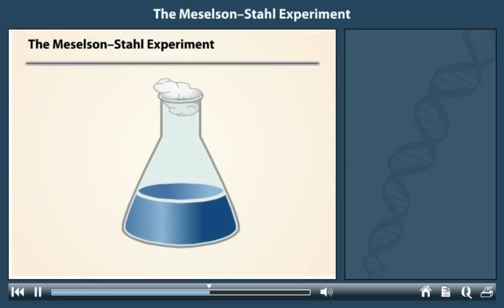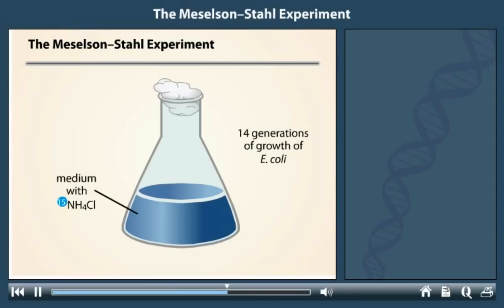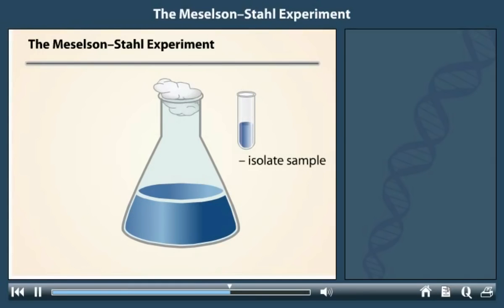With their technique of separating heavy versus light DNA established, the scientists tested the hypothesis of semi-conservative replication. They first grew E. coli for 14 generations in a medium with N15 in the form of ammonium chloride as the sole nitrogen source. Growing the bacteria for many generations ensured that all the DNA would be labeled with heavy nitrogen. At this time, they isolated their first bacterial sample, prepared the DNA, and added the cesium chloride for centrifugation.